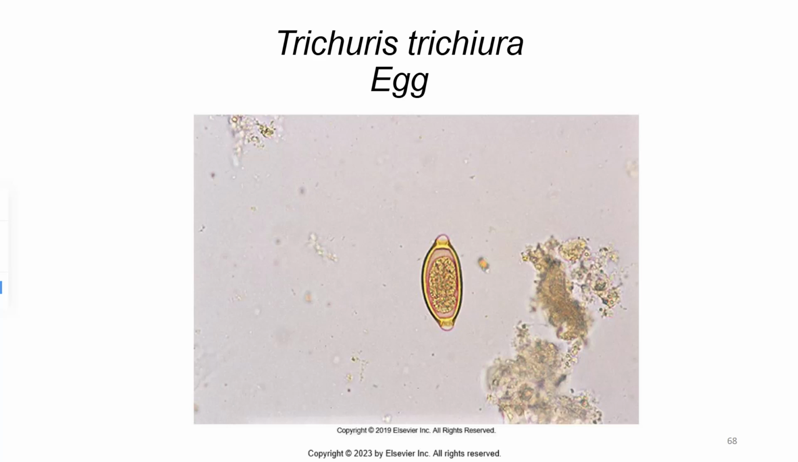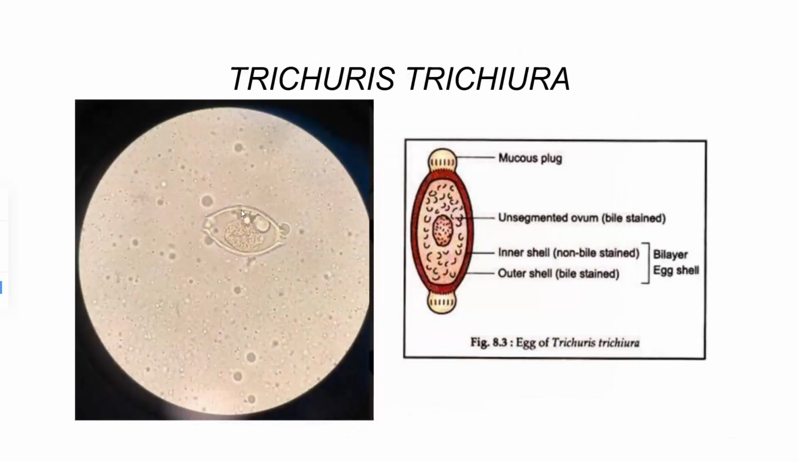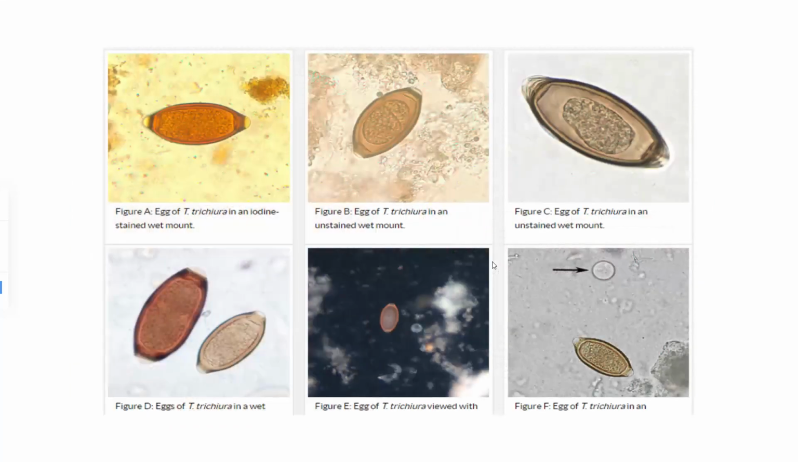So this is a picture of the egg. It is a very distinguishable egg because you've got these knobs on each end. There's no other egg that looks quite like this. It's kind of like a football shape with these two knobs on the ends. And here's a picture of it in a specimen that I identified. And then you can see the mucus plugs on the outsides. And here's several more pictures of this egg.